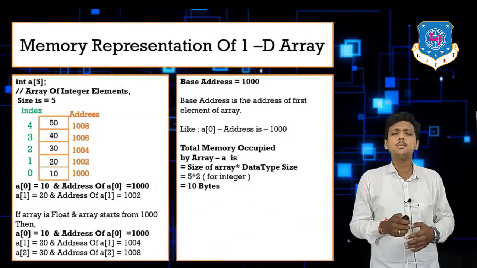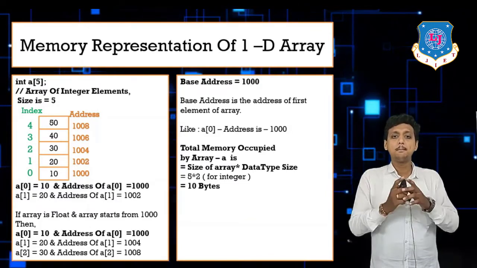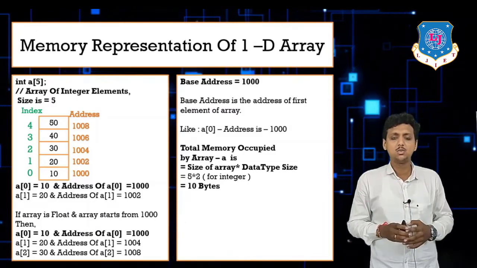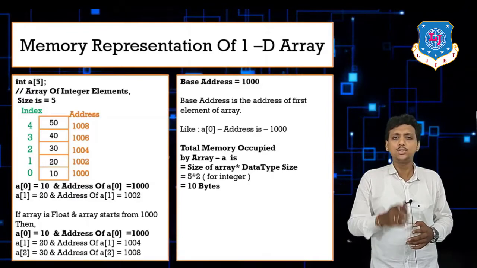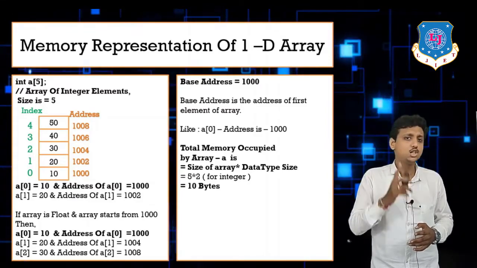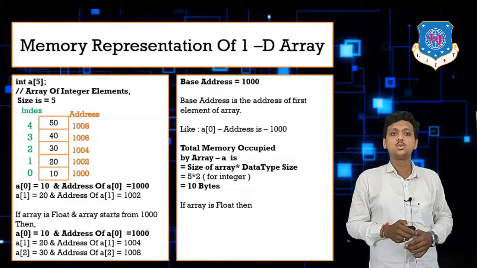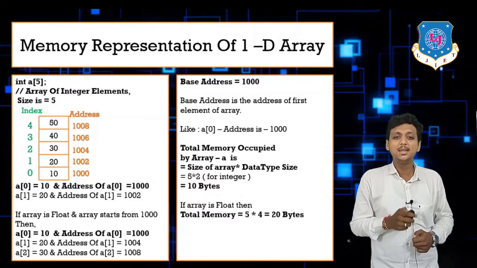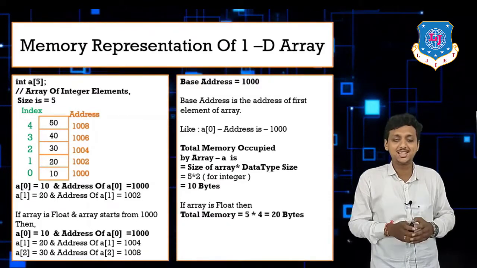Now, how much memory is occupied by this array? Students, the total memory occupied by this whole array a is 10 bytes. Why? Because there are 5 elements, each element is of type integer, and an integer contains 2 bytes, so that becomes 10 bytes. If the array is of floating type, then the memory is 5 into 4, which is equal to 20 bytes. Fine.